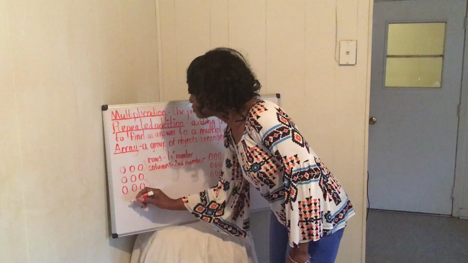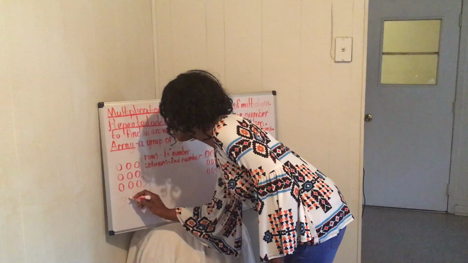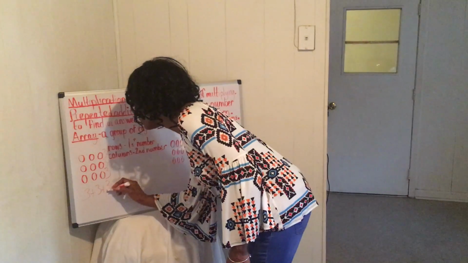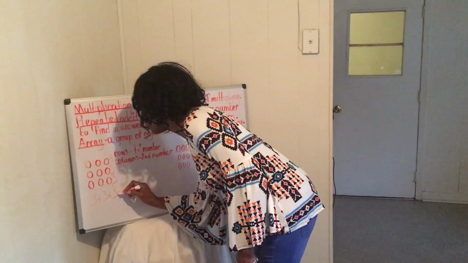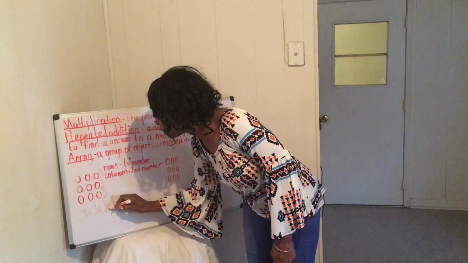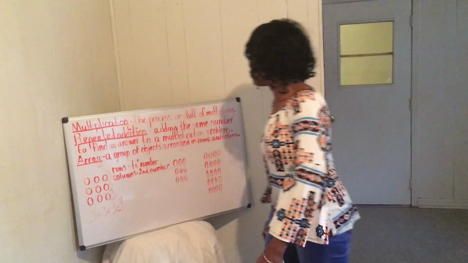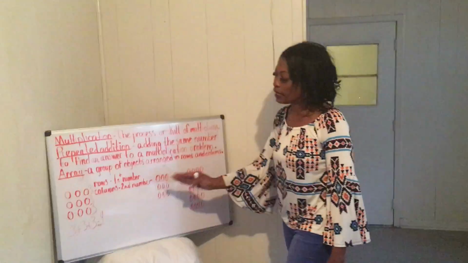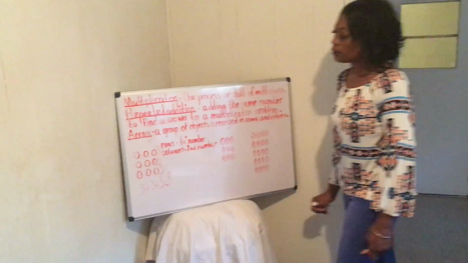When I add these numbers together, 3 plus 3 plus 3, what is my total, Amari? 9. Very good, and pardon my writing. Okay, so 3 plus 3 plus 3 is 9. That is a way to get an answer with multiplication.